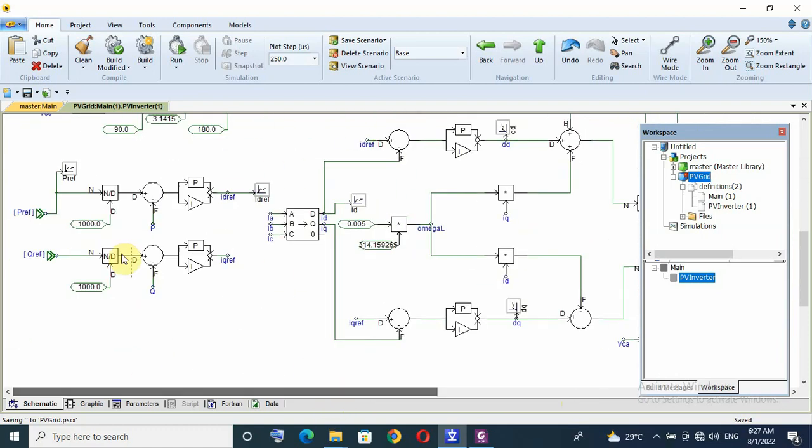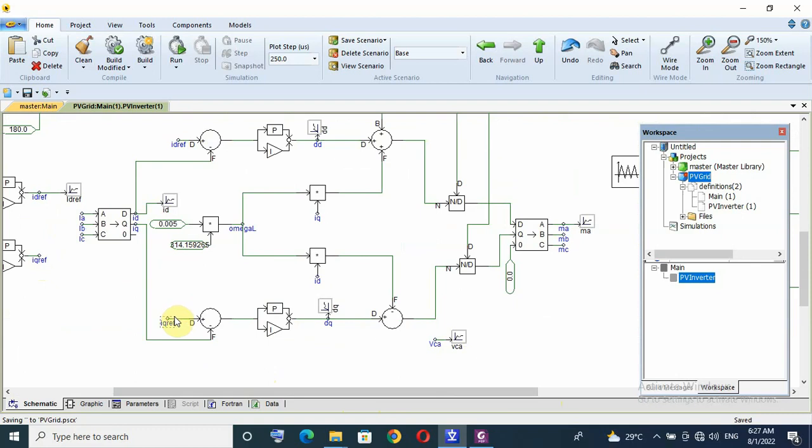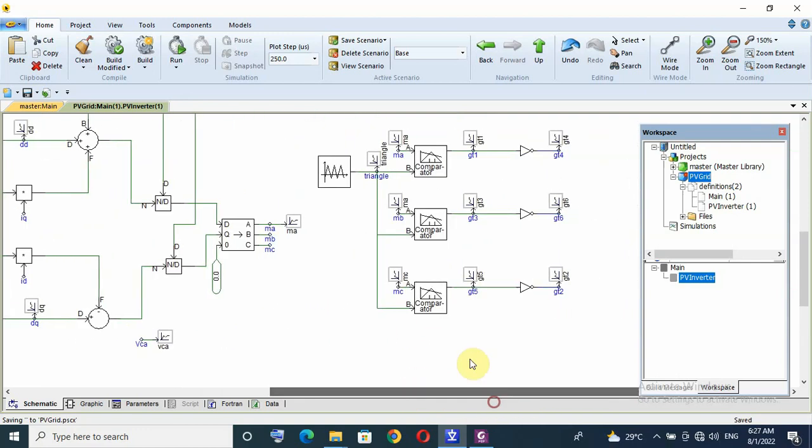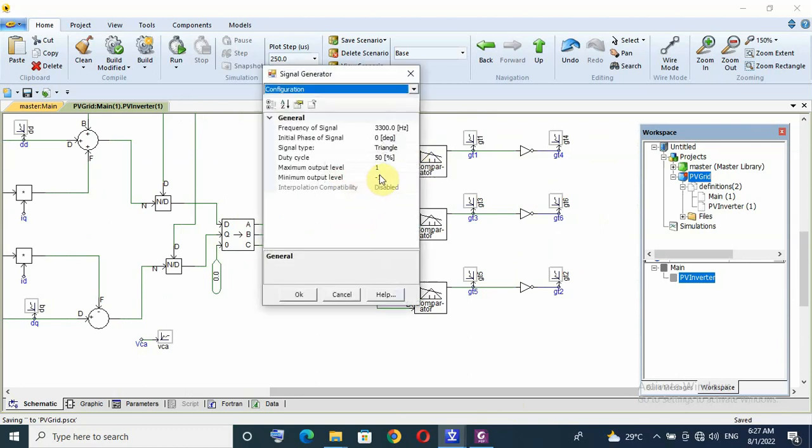For the control circuit, as I mentioned, I have P reference and Q reference compared with actual P and Q. Then I get the ID and IQ reference. These ID and IQ references are compared with actual ID and IQ, which I get from the conversion of ABC form into DQ form. Finally, I convert this DQ into ABC, Ma, Mb, Mc, to fire the IGBTs by comparing this value with the switching carrier frequency. Here the frequency is 3.3 kHz.